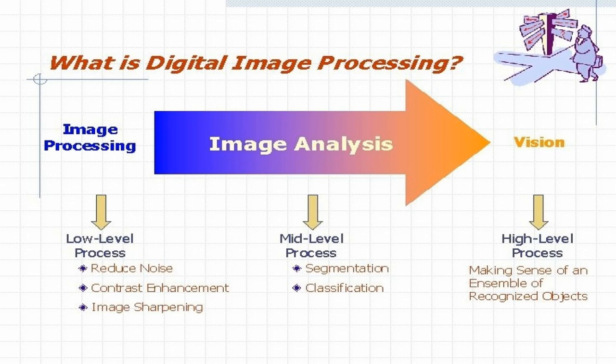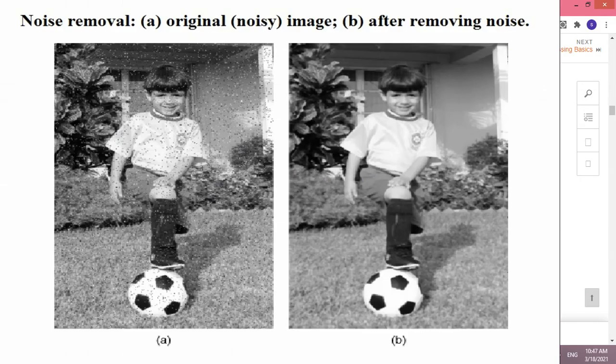Let me give you another example of a low-level operation, noise removal. As you can see on the left side, we have a noisy image. So image processing filters can be used to reduce the amount of noise in an image before processing it any further. Of course, depending on the type of the noise, different noise removal techniques can be used, and we will learn them in this course.